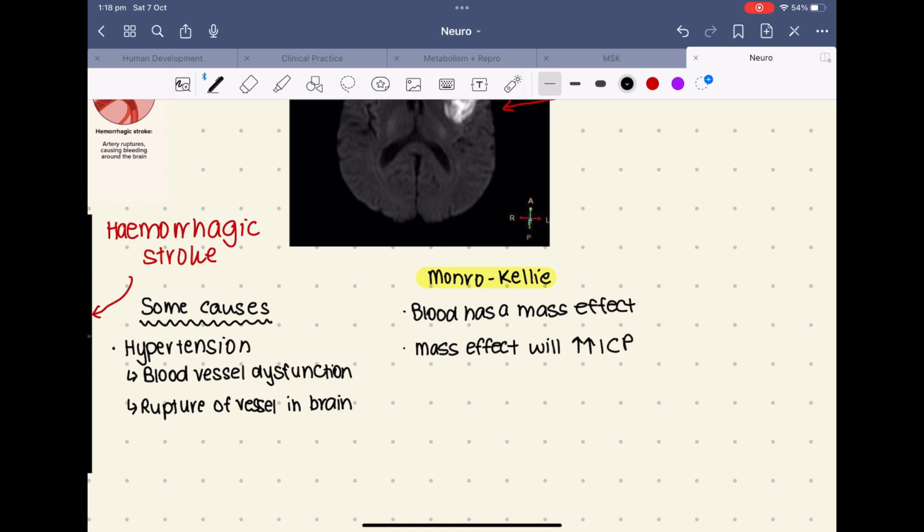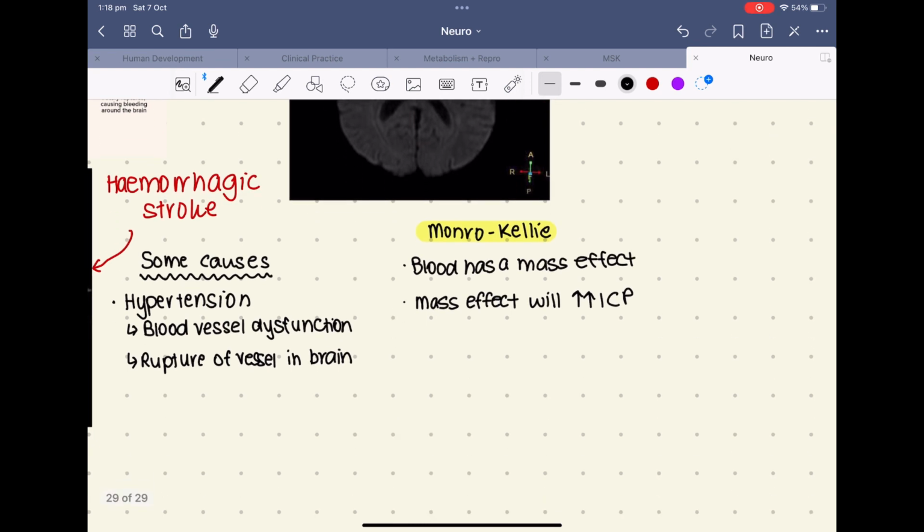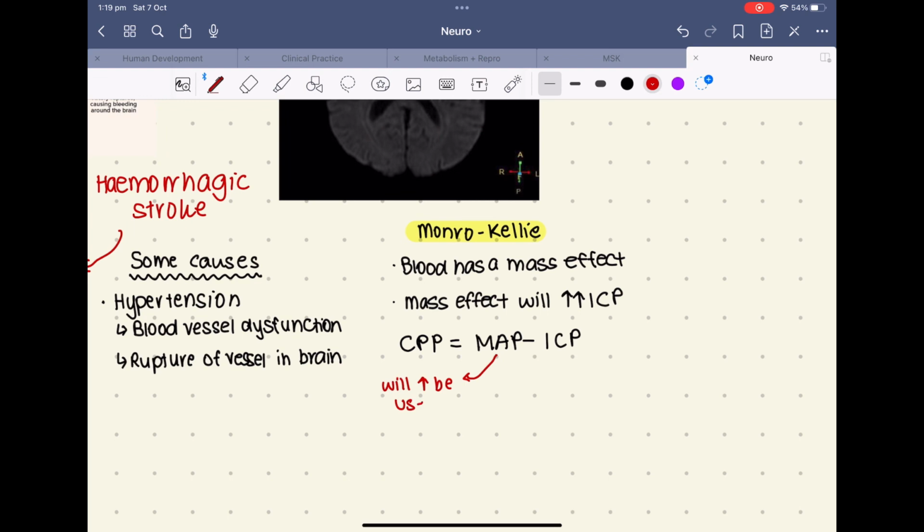Now, if you have an increase in that intracranial pressure, and you look back at our original equation where CPP equals MAP minus ICP, if ICP is increasing, MAP is also going to try and increase so that that subtraction does not have as much of an effect. So MAP is increasing, our blood pressure is going up. Now, if you think about this logically, it's going to make the problem even worse.